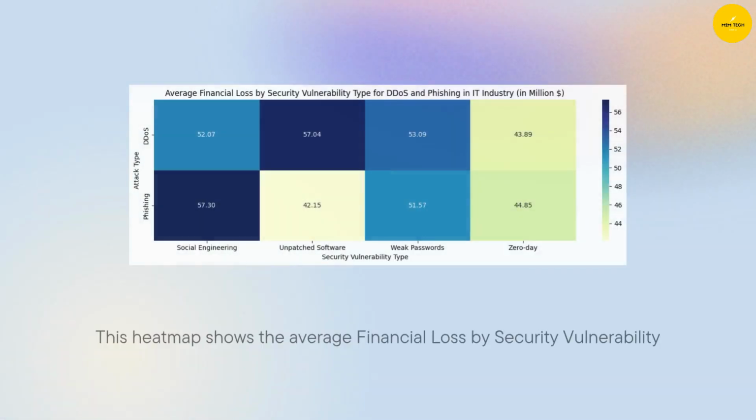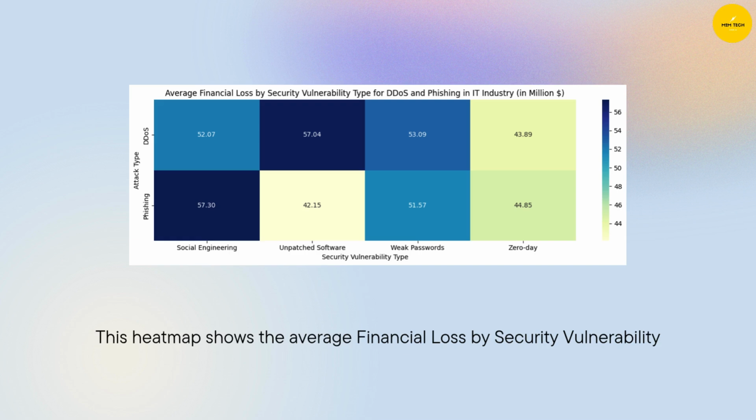After that, I then did an analysis of the average financial loss by security vulnerability type, for both DDoS and phishing, which were the highest attack types for the IT industry. And as you can see, for weak passwords, DDoS had a $53.09 million average loss, and for 0 day, they had a 43.89.